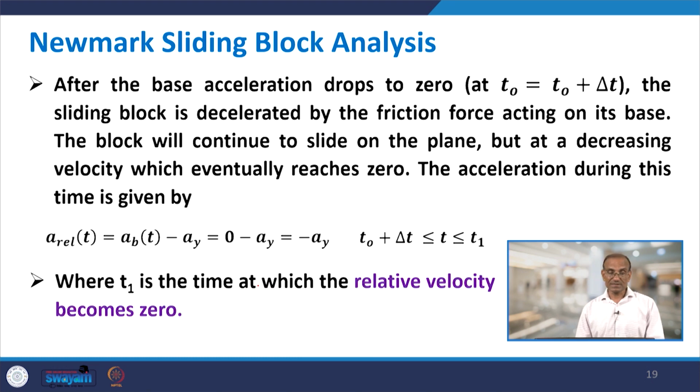Now, after this there will be a deceleration, as we discussed, after time t equal to t naught plus delta t. This deceleration will be base acceleration minus a y. So, it will be 0 minus a y. That means it will be a negative acceleration, minus a y, and this will be applicable in the time period after t0 plus delta t, but less than t1.